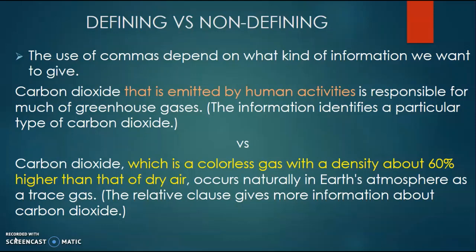However, if you want to give detail about the noun, which is known by everyone, we use a non-defining relative clause. Carbon dioxide, which is a colorless gas with a density about 60% higher than that of dry air, occurs naturally in Earth's atmosphere as a trace gas. Here, the relative clause gives more information about carbon dioxide.